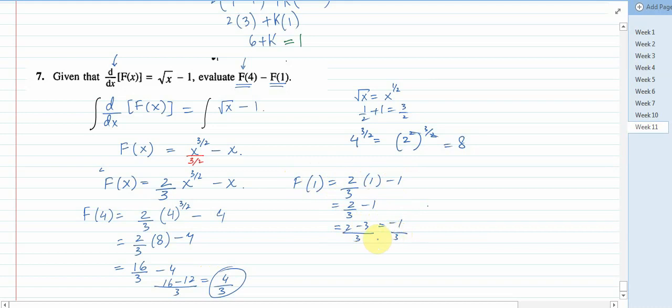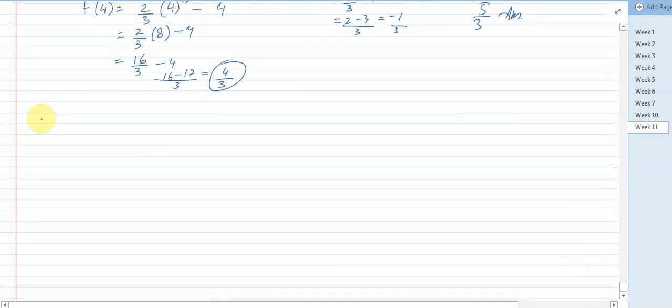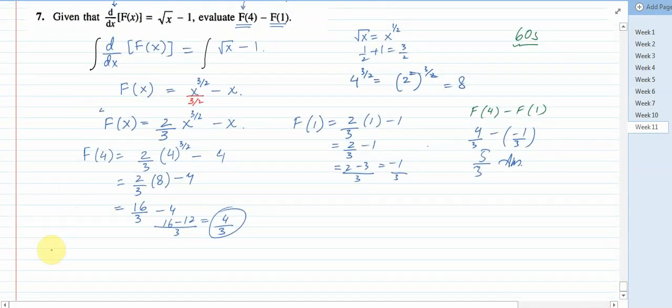Now the question says to find f of 4 minus f of 1. The value of f of 4 we got is 4 over 3, minus f of 1, which is minus 1 over 3. So 4 plus 1 leads to 5 over 3. And that is your final answer, 5 over 3. So you need to write down the solution in your copy, and you have a time of 60 seconds to write it down. So start. After question number 7, moving on to the next one. It's question number 8.